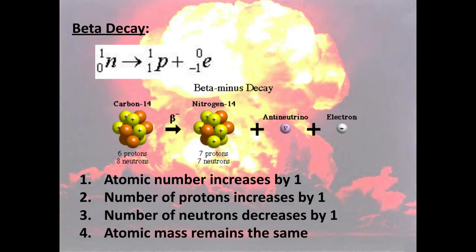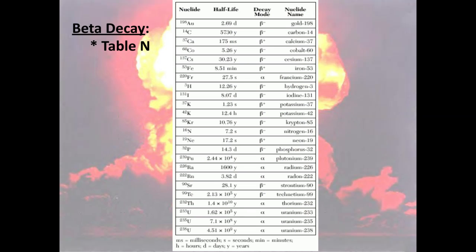So when a nucleus emits a beta particle, which is a high-speed electron, these 4 things happen in the transmutation. Atomic number increasing by 1, so it's going to go up 1 on the periodic table. If the atomic number increases by 1, that's equal to the number of protons, so that's also increasing by 1, of course. The number of neutrons decreases by 1, and the atomic mass remains the same. So for the atomic mass to remain the same, we have to have a decrease in the number of neutrons.